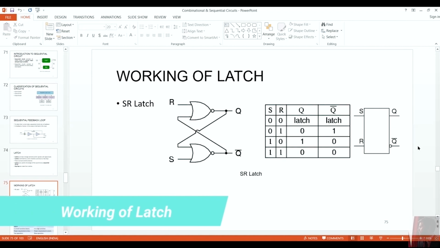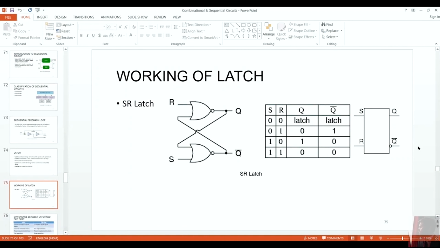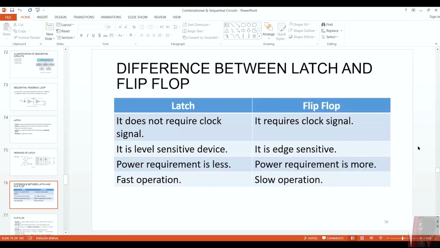This is a latch. You can see the SR latch, in which 0 0 is given. The output can be 1, it can be 0, it can be 0, it can be 1. The value keeps on changing. It is not stable, so we name it latch. Okay, so there's a very summarized difference between latch and flip flop.